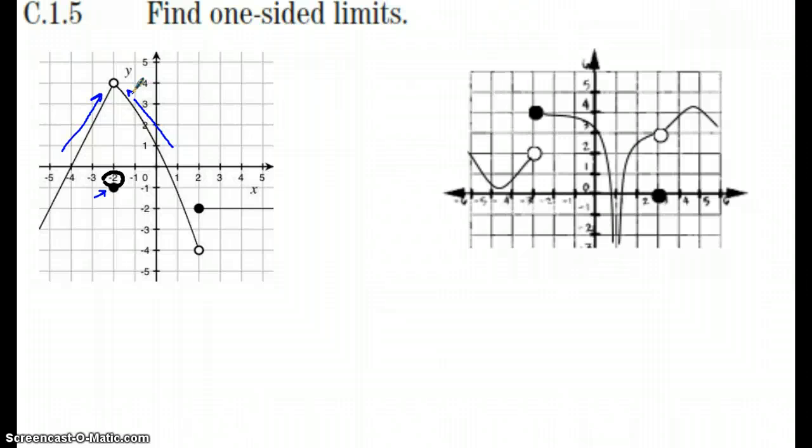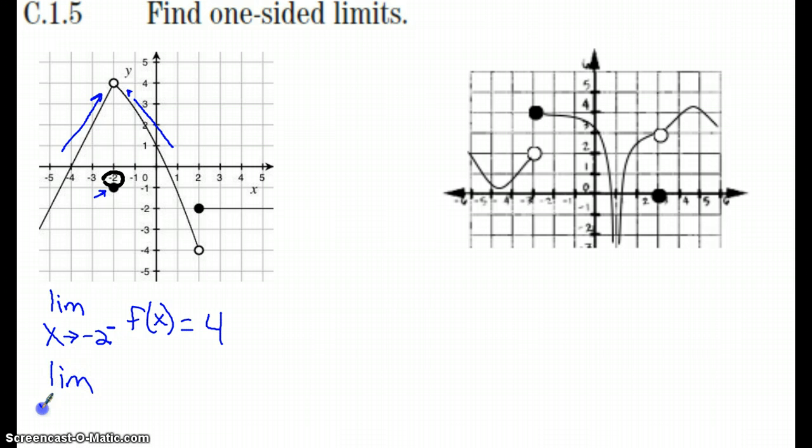So here's kind of how we would write that. The limit as x approaches negative 2 from the left, let's say this function is f of x, of f of x equals 4. Okay, and the limit as x approaches negative 2 from the right, and this is the symbol indicating from the right, this is the symbol indicating from the left, of f of x is also 4.